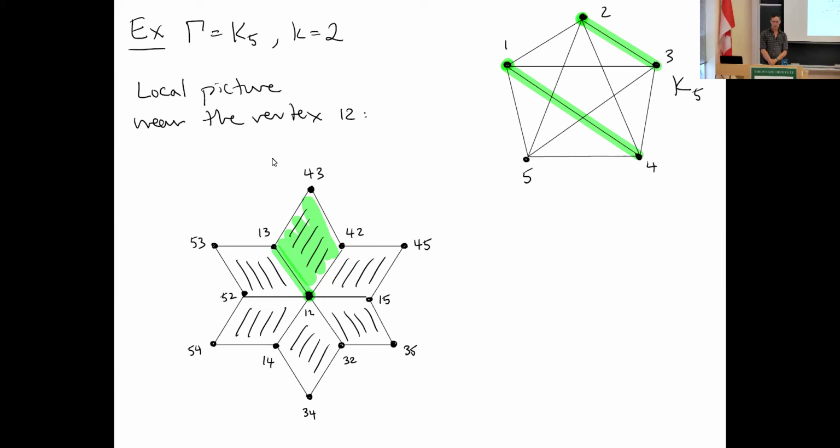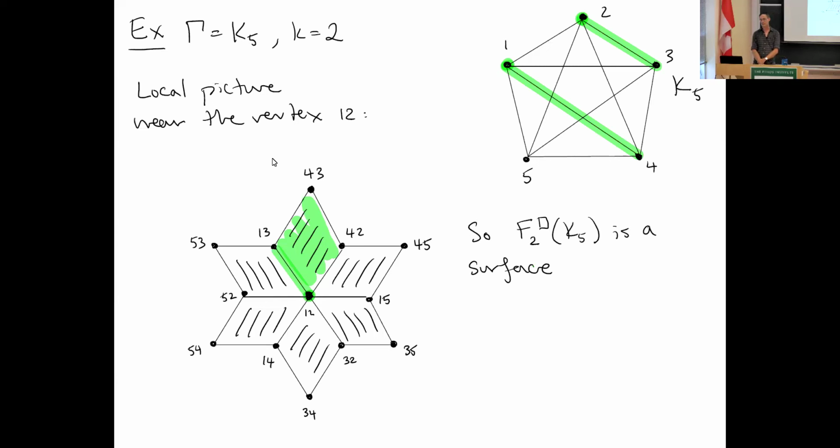So what do you notice about this picture? It's intractable. What else? It's a manifold, yeah. Near the vertex 1, 2, it's Euclidean, right?